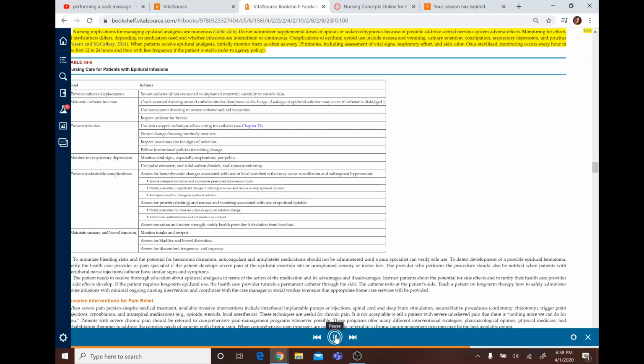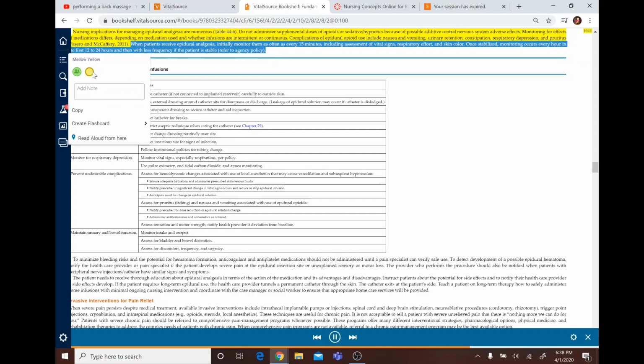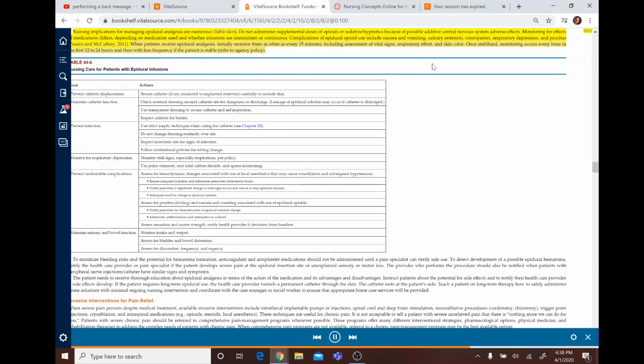Complications of epidural opioid use include nausea and vomiting, urinary retention, constipation, respiratory depression, and pruritus (Passero and McCaffrey, 2011). When patients receive epidural analgesia, initially monitor them as often as every 15 minutes, including assessment of vital signs, respiratory effort, and skin color. Once stabilized, monitoring occurs every hour in the first 12 to 24 hours and then with less frequency if the patient is stable. Refer to agency policy.